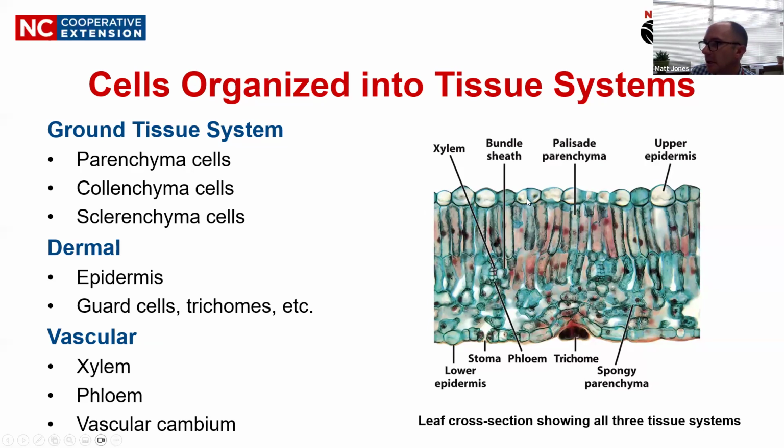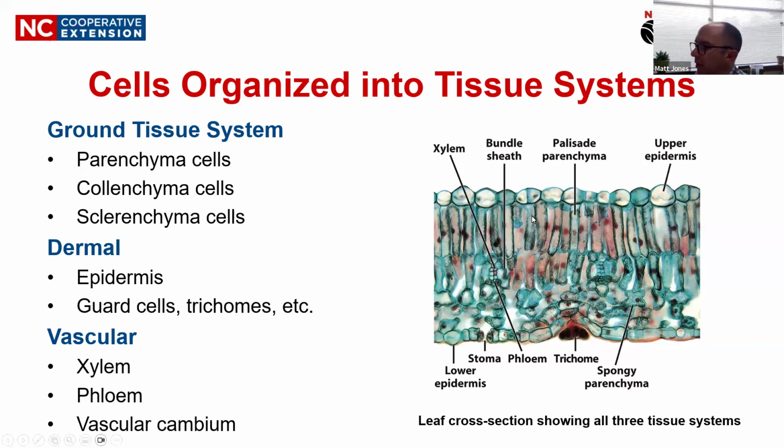Dermal cells mostly consist of the epidermis, so that outer layer on leaves and on stems that helps protect the internal tissue. And it also includes the cells that form special structures on the epidermis, so cells that open and close to allow carbon dioxide in and water out, or specialized hairs, etc. And there are two types of vessels. Xylem transports water, and phloem cells transport the substances made in photosynthesis, so starches and sugars. And the vascular cambium is the layer of cells that makes new xylem and new phloem.